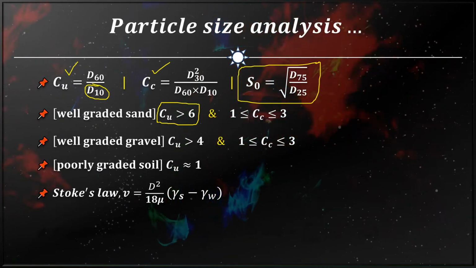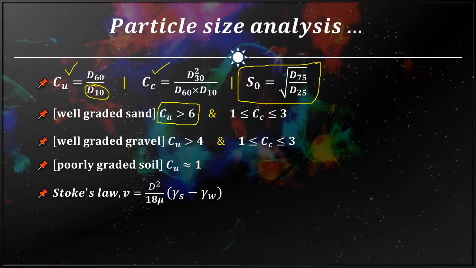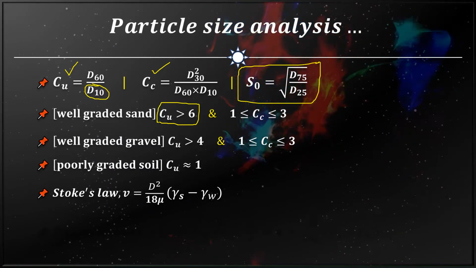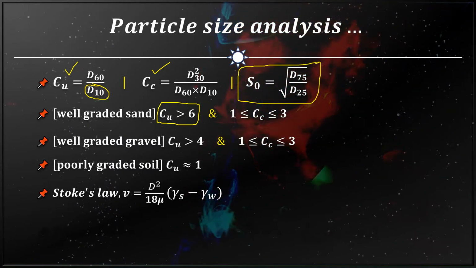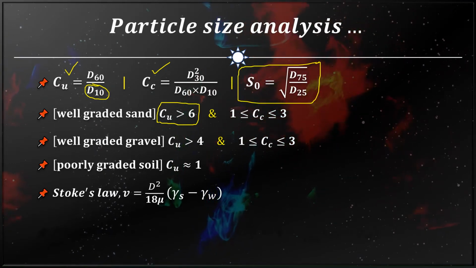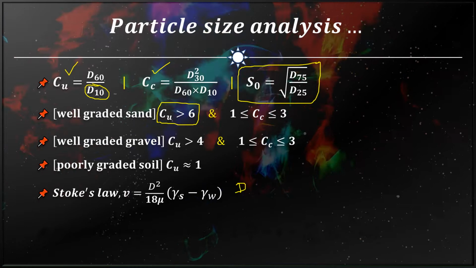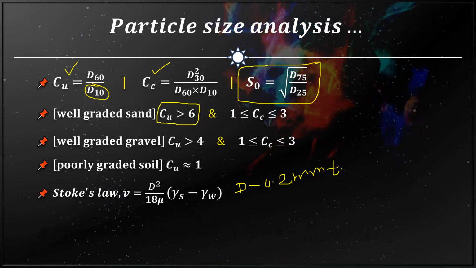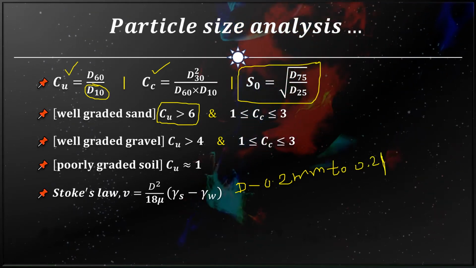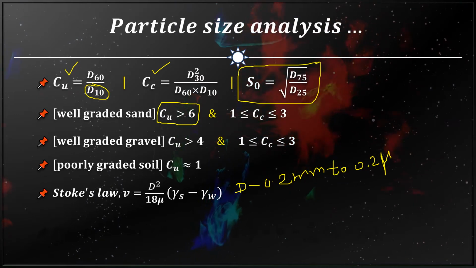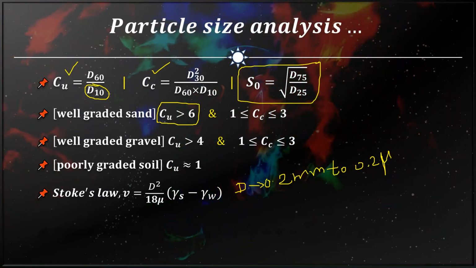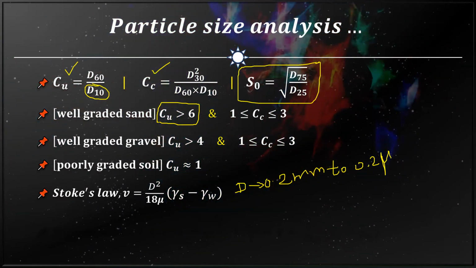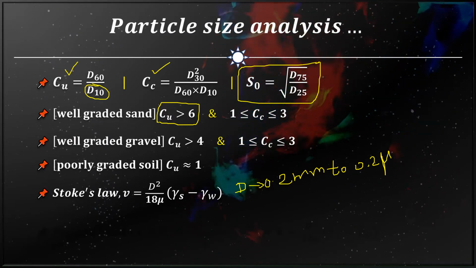And this is the Stokes law. The terminal velocity is given by this formula: V is equal to d square by 18 nu into gamma s minus gamma w, to determine the particle size values. And the Stokes law is valid only when d ranges from 0.2 mm to 0.2 micron. This Stokes law is valid for sedimentation analysis of particle size analysis, and only when the particle size ranges from 0.2 mm to 0.2 micron. If the particle size is out of this range, we cannot apply this Stokes law.